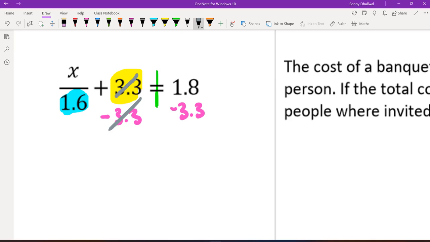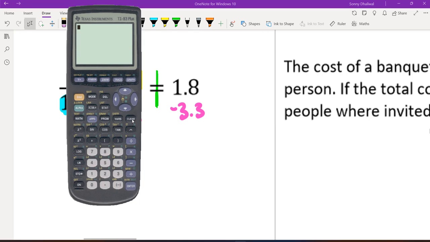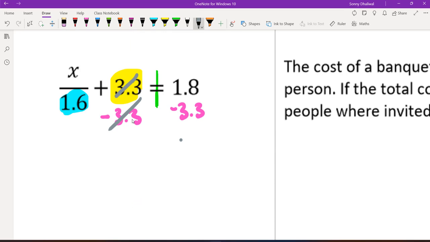Those cancel out. And then we just do the math, right, to clean it up. So we go 1.8 minus 3.3. 1.8 minus 3.3, negative 1.5. Okay, that's what this side is. Over here, 1.6. Okay, so now we still have that 1.6 that we need to get rid of. How do we do that?